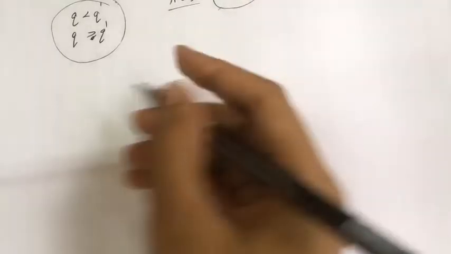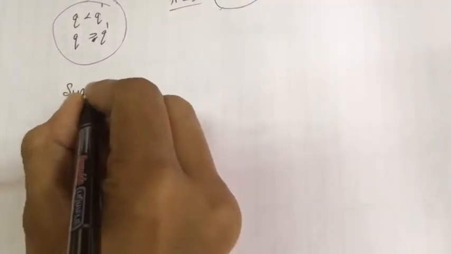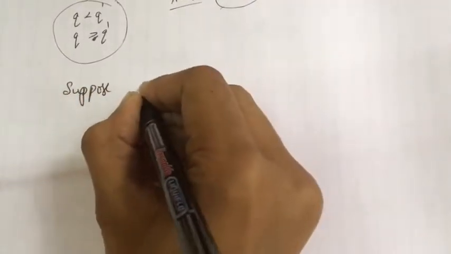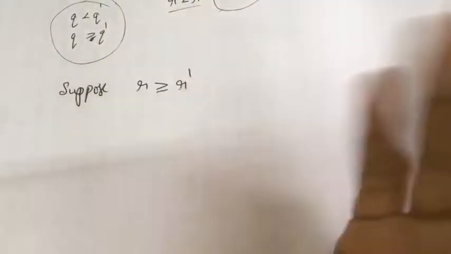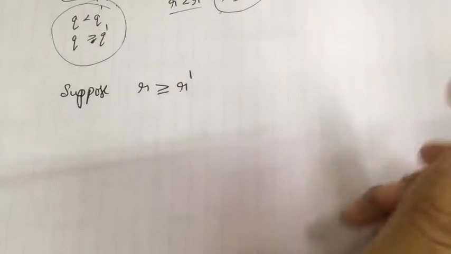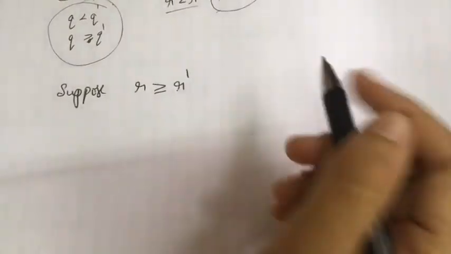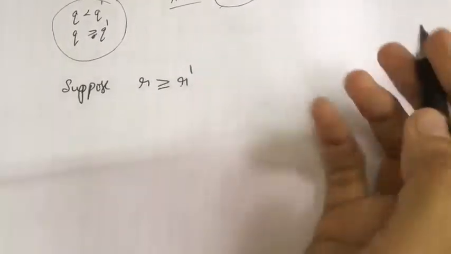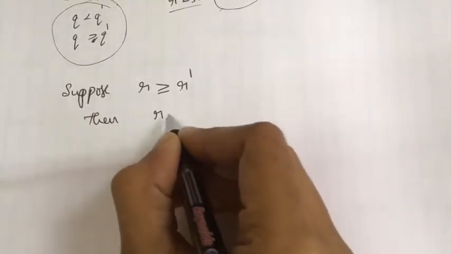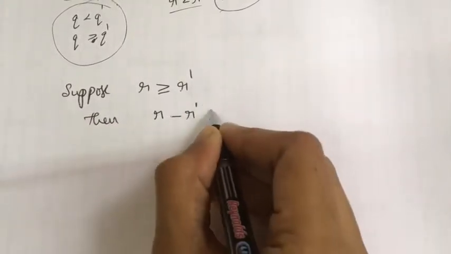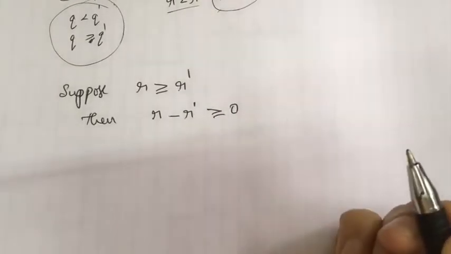So let me take, suppose R is greater than or equal to R dash. You can even take R less than R dash and prove, no problem. I'll take up the easy way. Suppose R is greater than or equal to R dash, then this is same as writing R minus R dash is greater than or equal to 0.